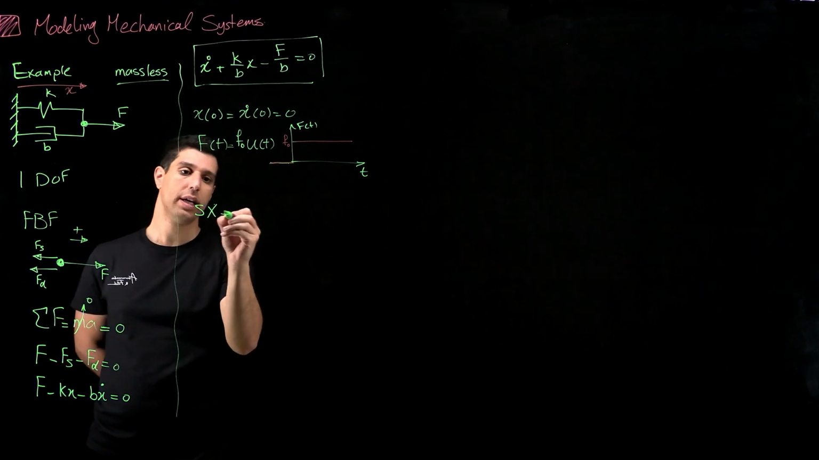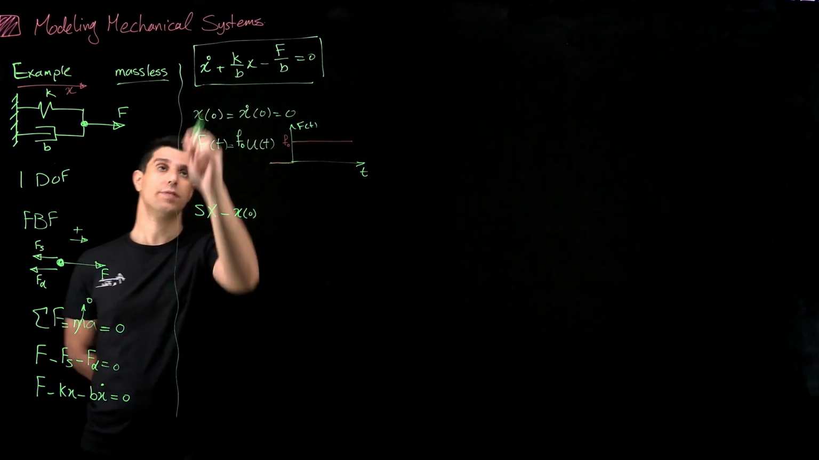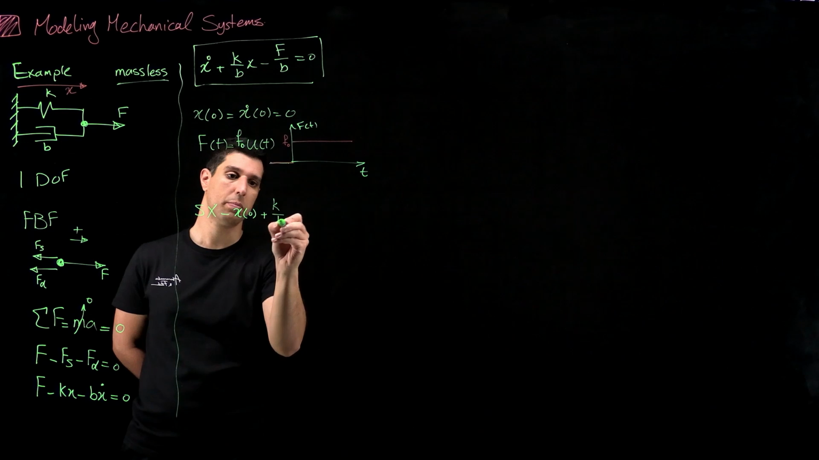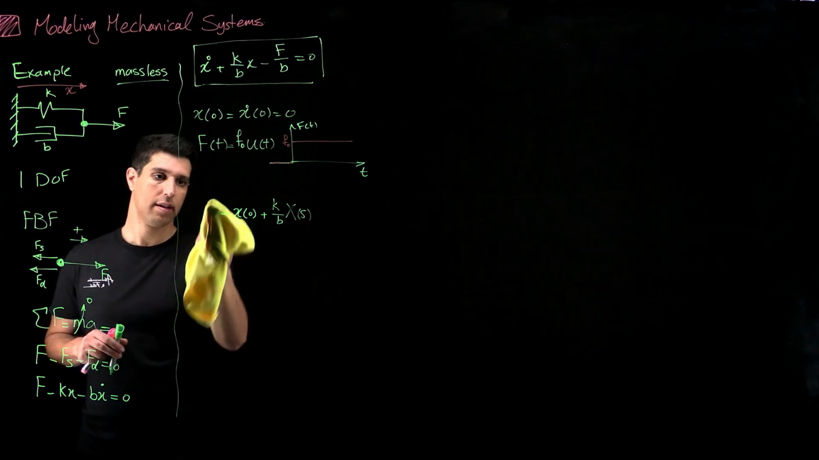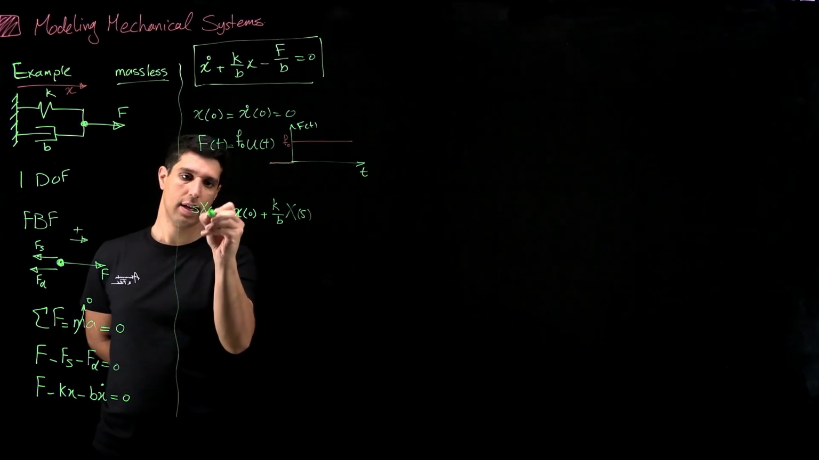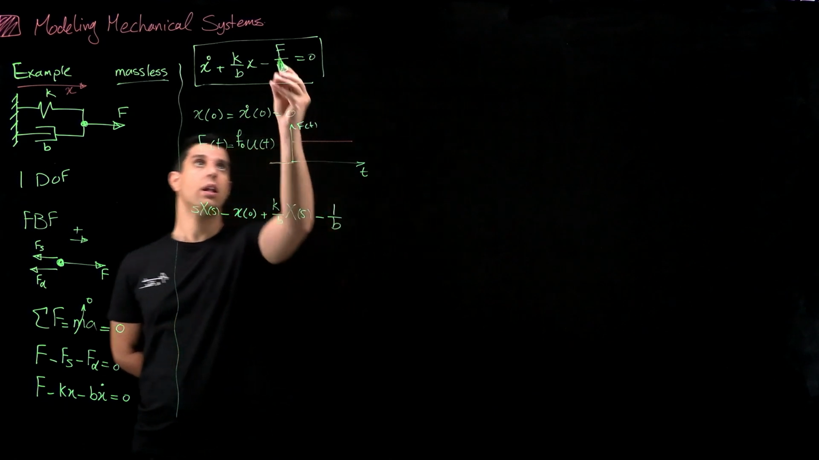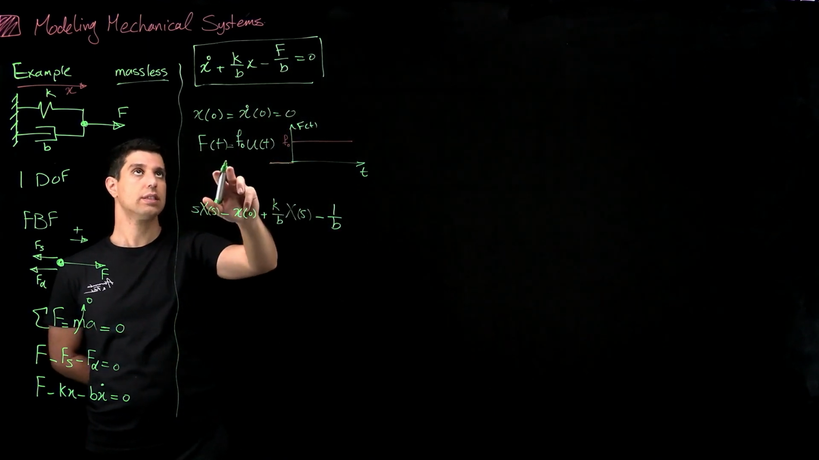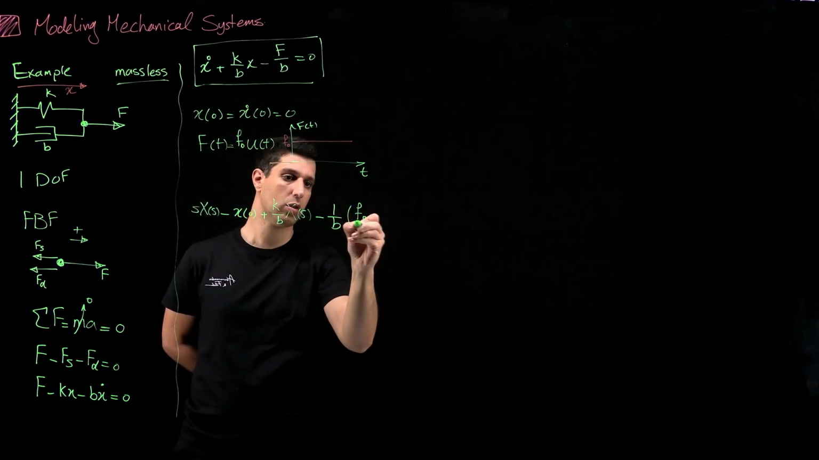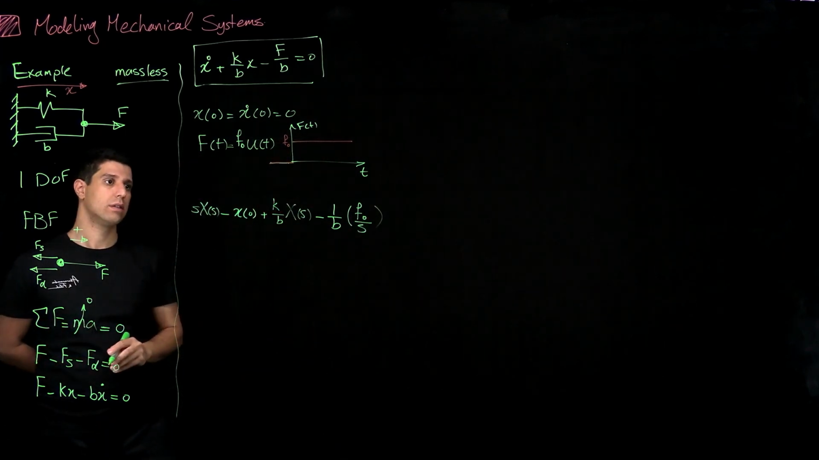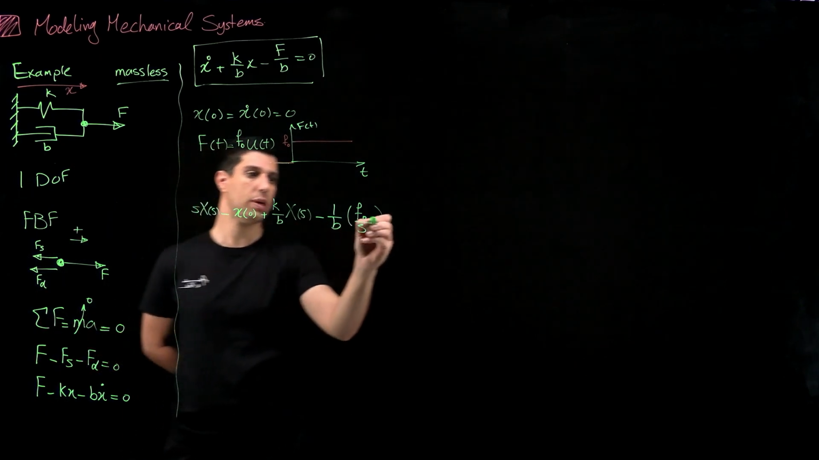s x of s minus x of 0. That is the first thing. Plus k over b x of s is x of s minus 1 over b Laplace transform of f of s, which, because f is a step function, is going to be f naught over s. Take a moment to think about this relation, how it makes sense.